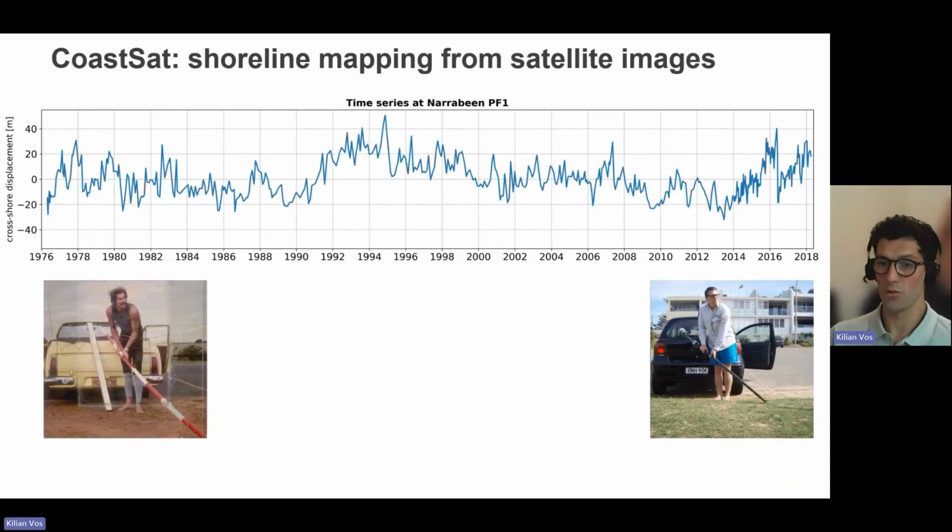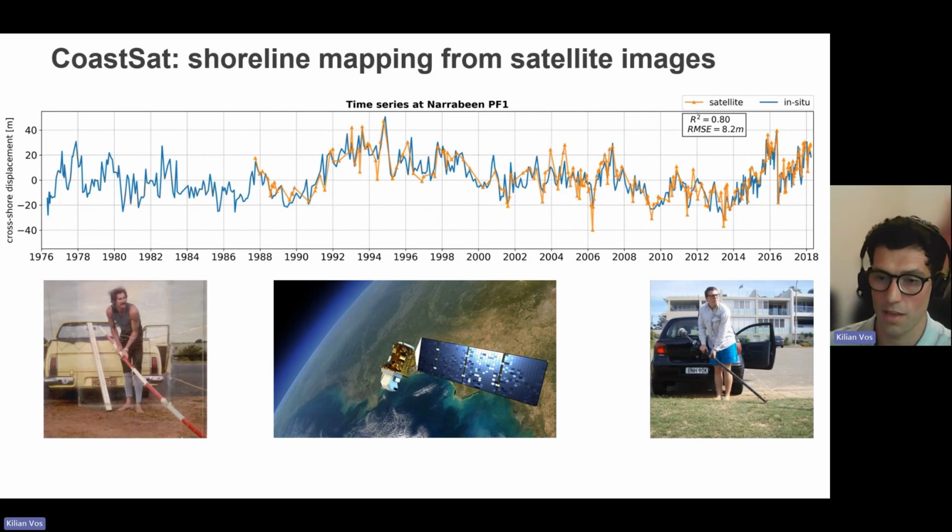So now if I go back to Andy Short's dataset and we overlay the satellite-derived shorelines on top at the same profile, we can see that we actually get a very good match. The root mean square error there is below 10 meters, and we are able to pick up some of the interannual signals. So we're able to provide valuable data just with the satellite at this site.